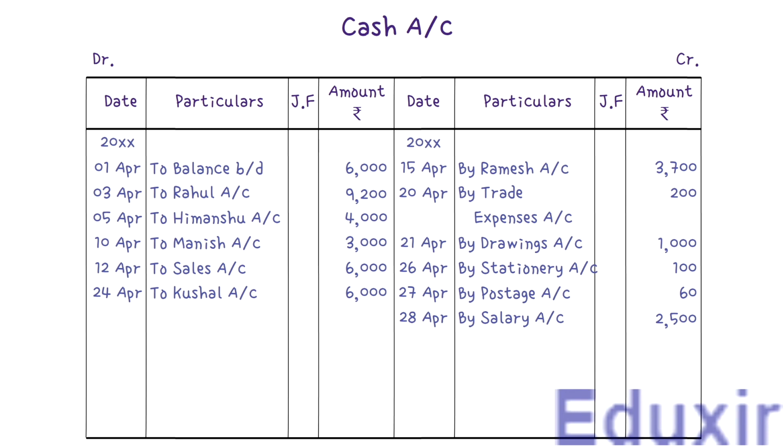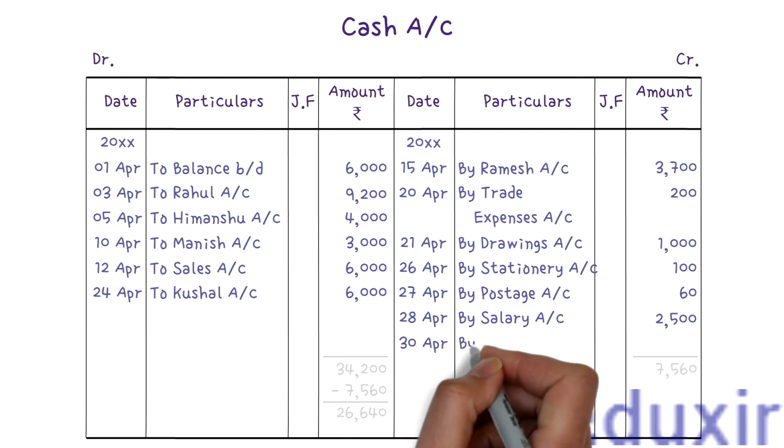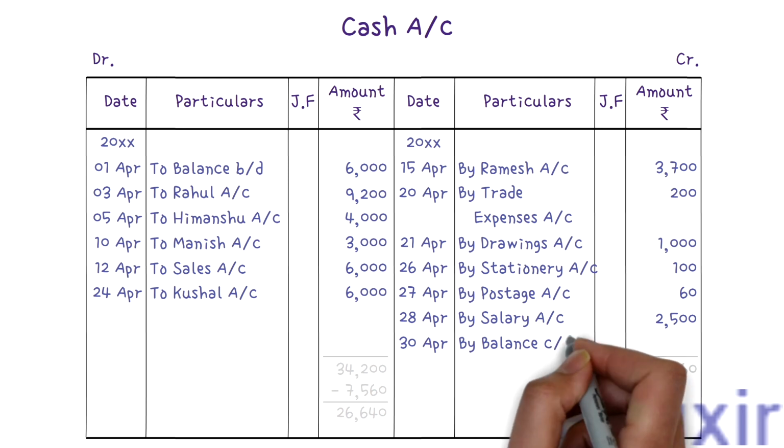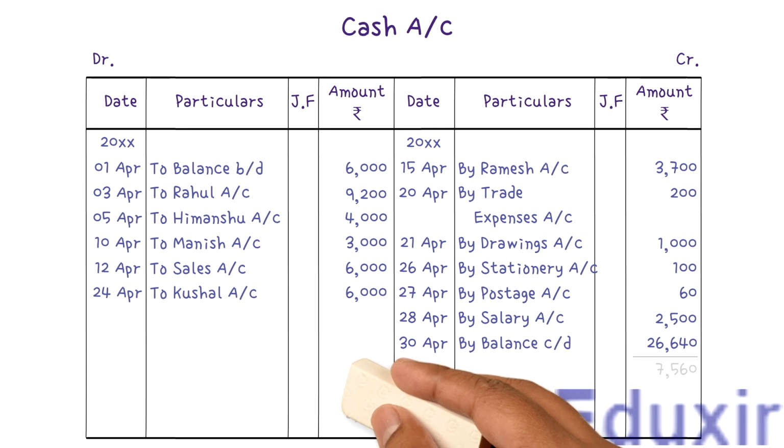In case of cash account, the total on the debit side is 34,200 rupees. Similarly, the total on the credit side is 7,560 rupees. From 34,200 rupees, if you subtract 7,560 rupees, we get 26,640 rupees. This is the debit balance and should be written on the credit side. Let us first write the date as the last day of the month. Let us then write by balance carried down in the particulars column. Let us then write 26,640 rupees in the credit amount column.